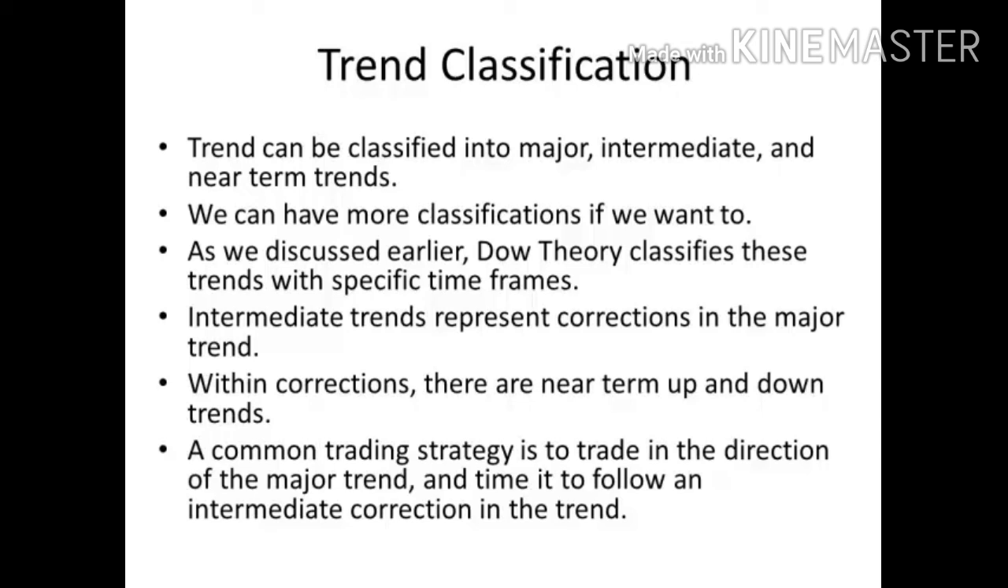So a very common trading strategy is to trade in the direction of the major trend and time it to follow an intermediate correction in the trend. We discussed this a little bit earlier. Let's just think about how this would work. So if the major trend was upwards, I would then look for an intermediate correction, that is a downward correction, where let's say 1/3 to a half of the move is retraced. Right, so it's fallen by 1/3 to a half of what it gained before. And after that fall, I would look to buy the asset and benefit from the likely continuation of its previous major uptrend.